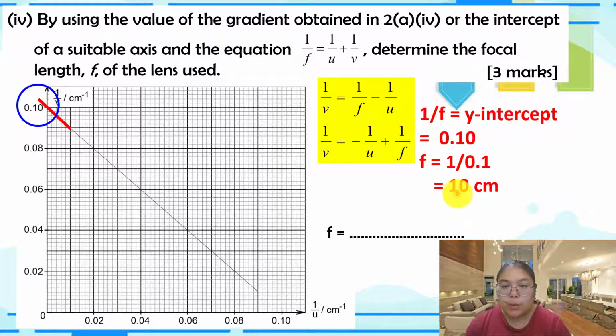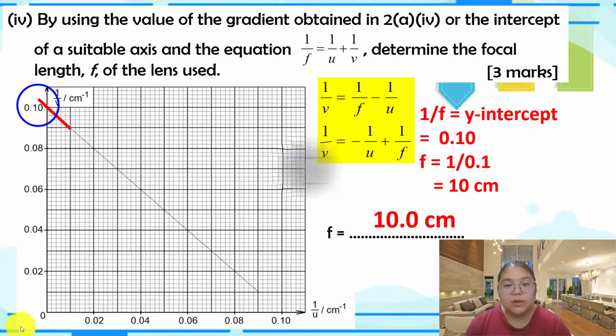Okay, how to score the marks for 3 marks? First, you need to draw the extrapolated line. Then you get 1 mark. Second, you need to show the reading after you cross, which is 0.1. Then you do the calculation showing how you get f, which is 10 with the unit. What is the unit for f? Focal length is in cm. So from here, we get the answer, 10.0 cm. You can also just write 10 cm. Okay, so this is how to get 3 marks from question 2.